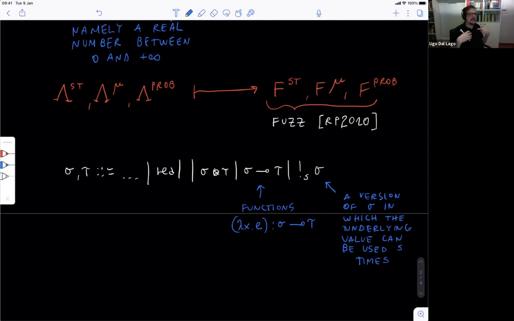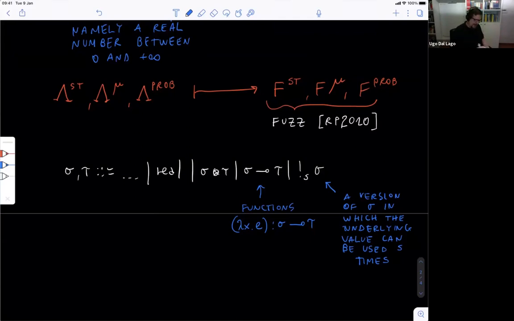So in calculi like F, everything can be used just once, except when this something is placed inside a type construct of the form of bang sigma. In this particular case, it becomes copyable. It can be copied how many times? Not arbitrarily many times, S many times. So in particular, if S, remember, S is a sensitivity, is, for example, 3, well, this term can be copied 3 times. S can be infinite, and in this case, you copy the underlying value as many times as you like.